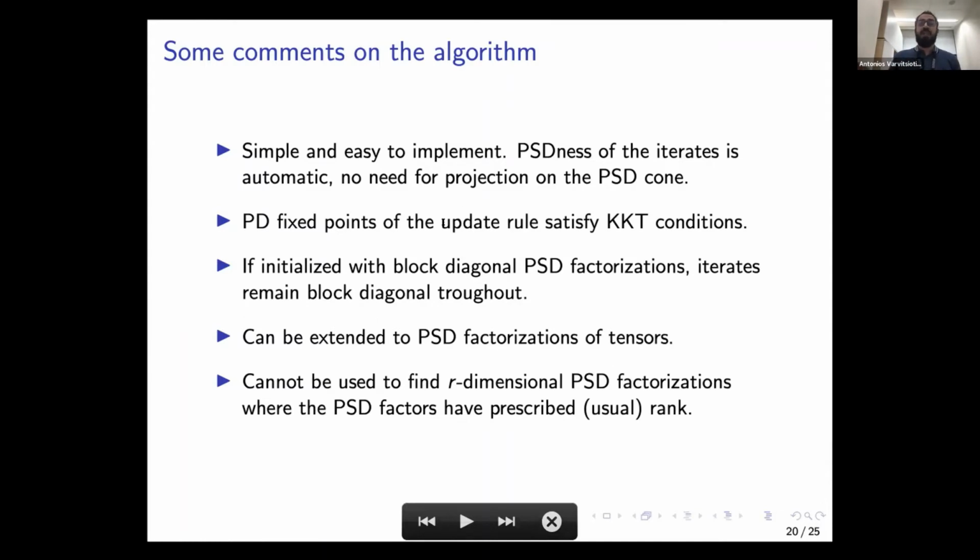Another cool thing is that if you look at fixed points of the update rule, they are basically points that satisfy the KKT conditions of the optimization problem we are trying to solve.